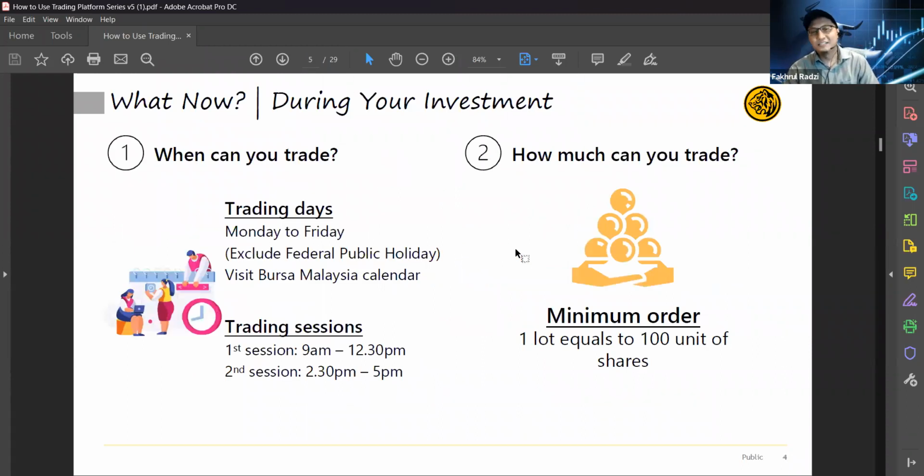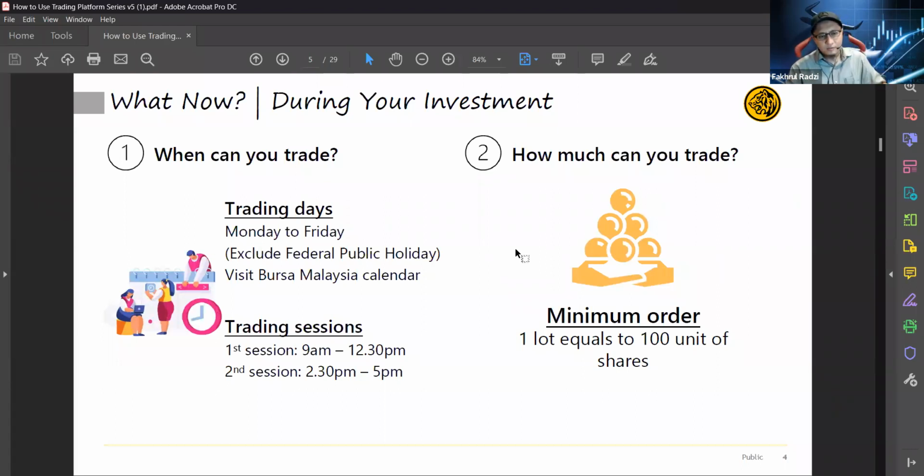Bismillah. What can you trade? When can you trade? First of all, let us introduce the basic information that any investors or traders should know about the operation of Bursa Malaysia.